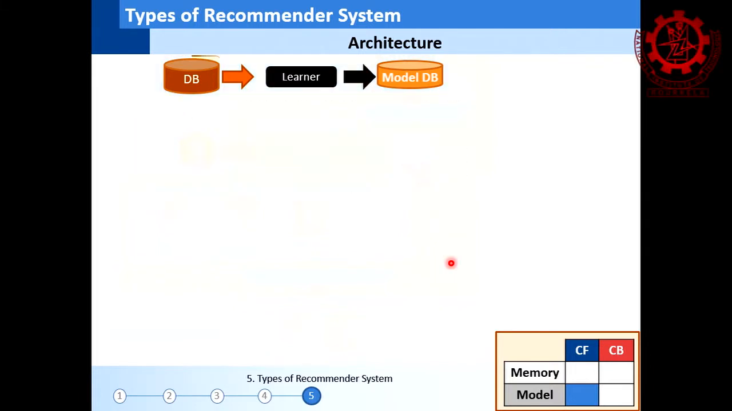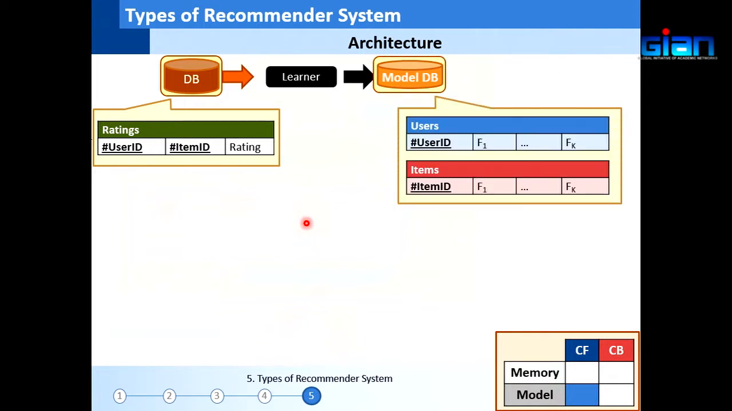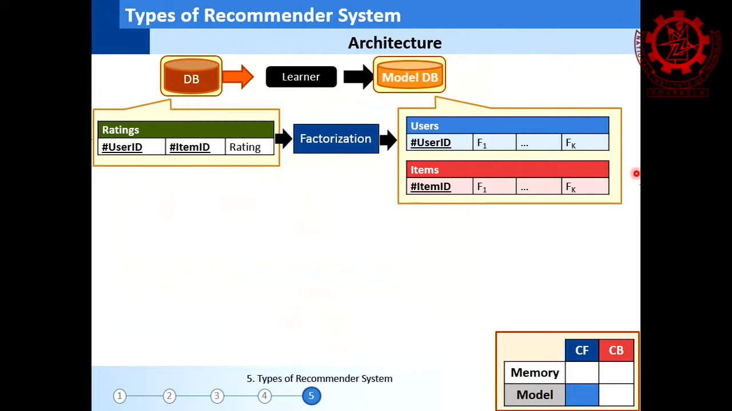Here in the learner process, we have two different kinds of database. In the first one, we have the ratings, because we are now in collaborative filtering, and we know that the input is based on the ratings that users have provided. The model database is different. Now we have two tables, one related to users and another related to items. It's very typical. And here we have a factorization process, which is exactly the learner process, in which we build these two tables from the ratings.